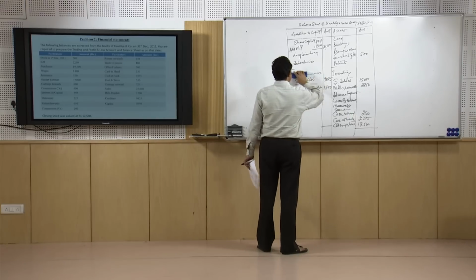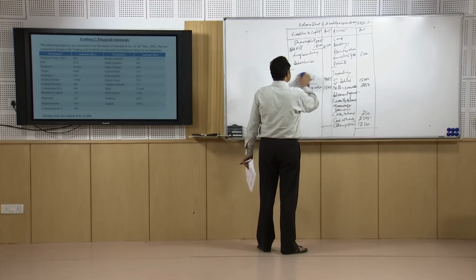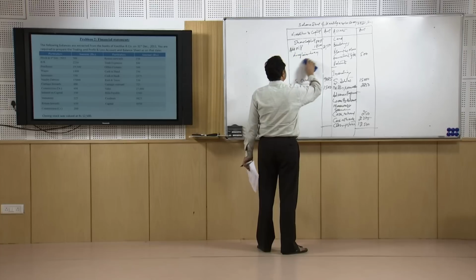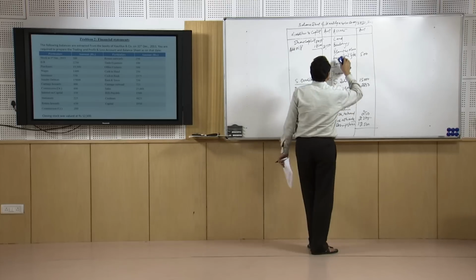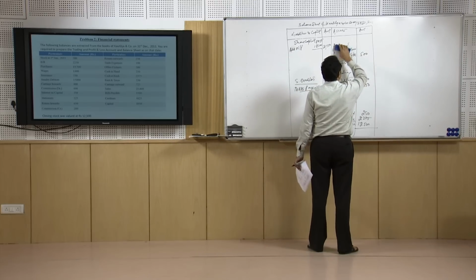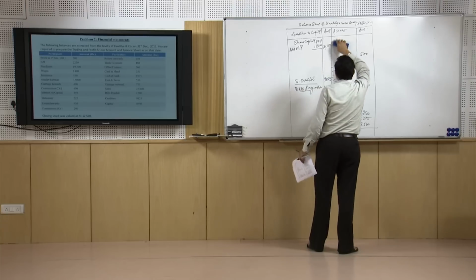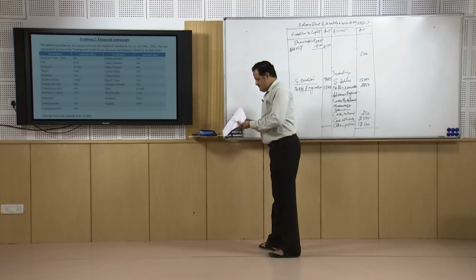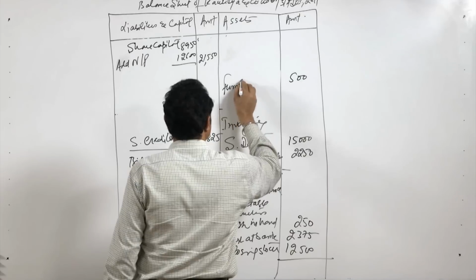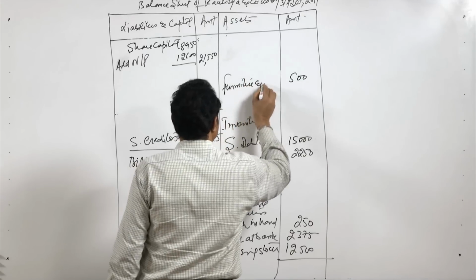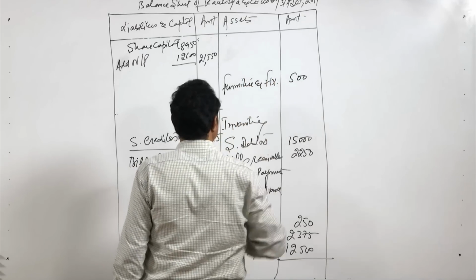We do not have any short term loans, so we have to remove this. Similarly, we do not have any debentures, so we have to remove this. We do not have long term loans, and similarly we do not have any long term assets here other than furniture. Furniture we have only 500 rupees worth. So, it is the furniture and fixtures, 500 rupees.